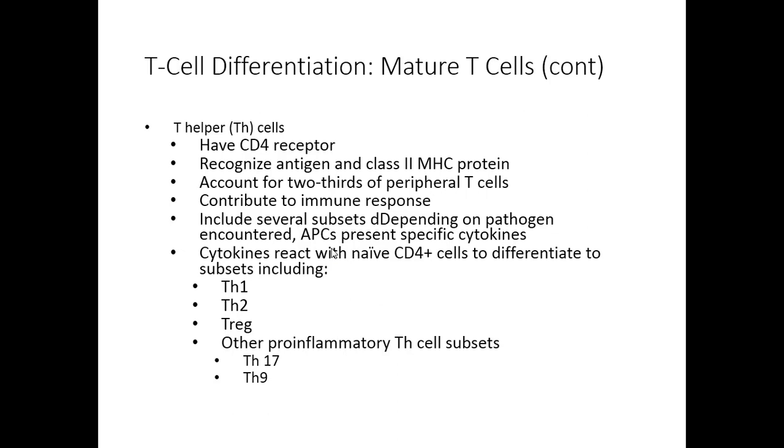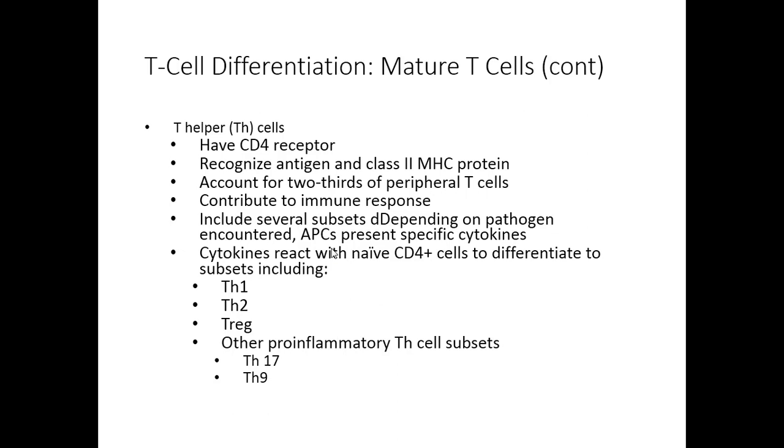The first we're going to look at are T helper cells. T helper cells, of course, have a CD4 receptor. They recognize the antigen when presented by class II MHC proteins. These are those exogenous antigens, the ones that come in from outside of the cell, things like bacteria, right? T helper cells account for about 2/3 of all peripheral T cells, and you're going to see why. There are subsets of T cells that perform many different functions.